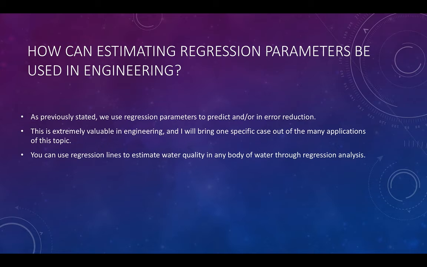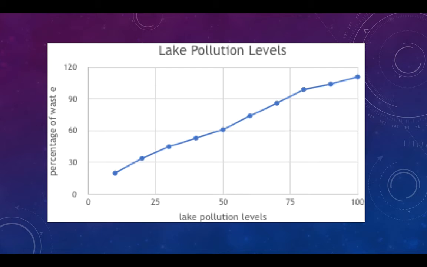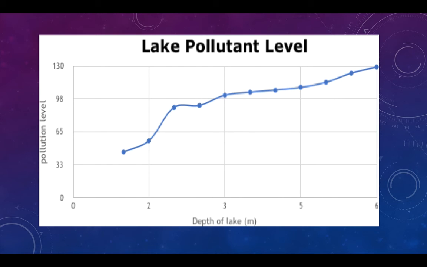Now that we know all of this, you're probably wondering, how can this be applied in real life? Estimating regression parameters has many engineering applications, and the one I will be showing you guys is how it can be used in water quality and lowering pollution levels. This graph is a regression based on the percentage of waste in this body of water and how it affects the pollution level. This is useful to us because we are able to show the predicted outcome for a problem and therefore find a solution for it before it becomes a permanent problem.